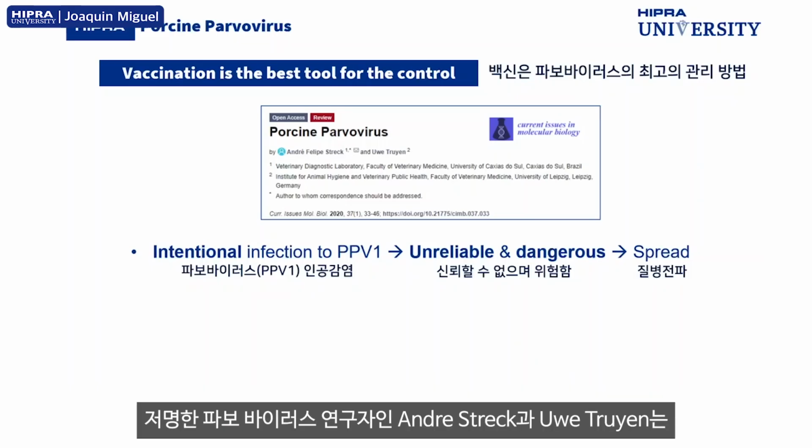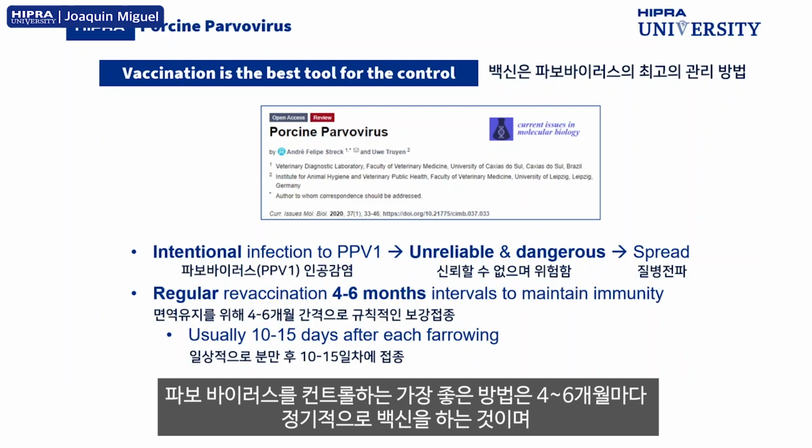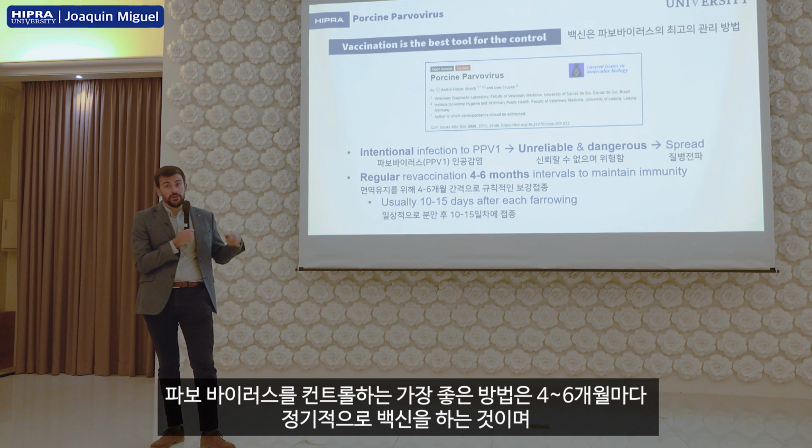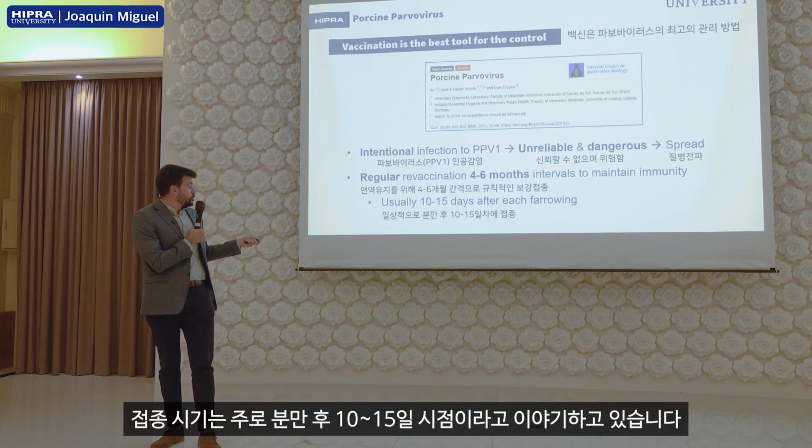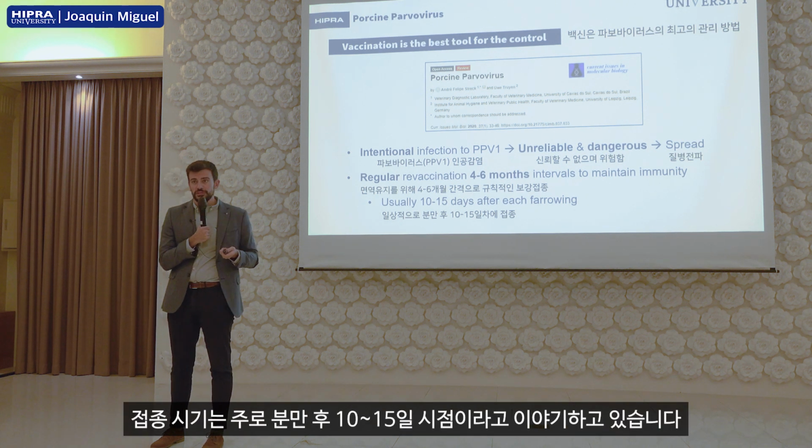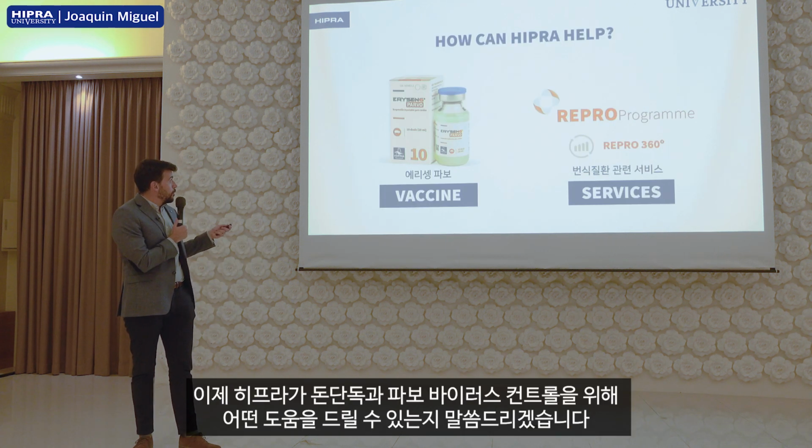So based on Andreas Streck and Uwe Truyen, who are the main researchers for parvovirus, the proper tool for the control of this disease is regular vaccination every 4 or 6 months, usually 10 to 15 days after each farrowing. Okay, how can Hipra help to control these two diseases?